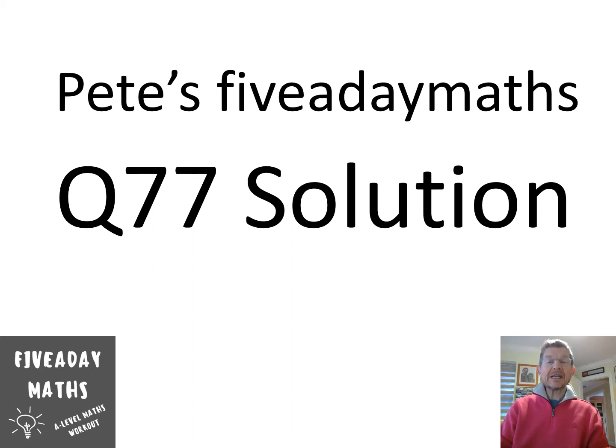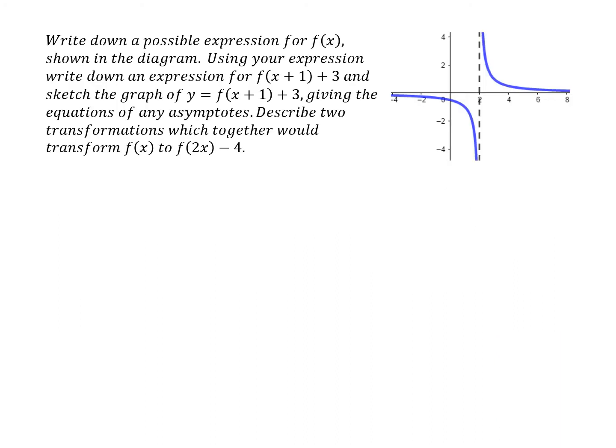Question 77 now, all about functions, transformations. Let's see how you got on with this one. So we need to find a possible expression for f of x shown in the diagram. So this is the diagram of f of x here.